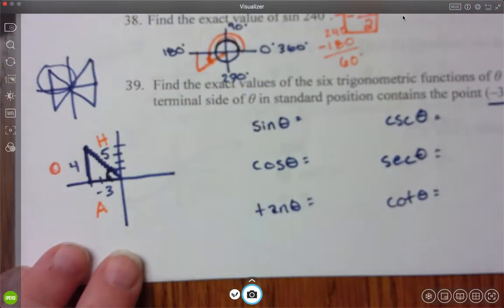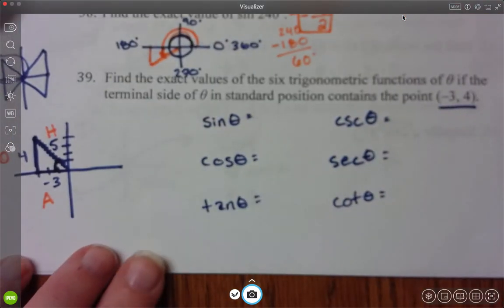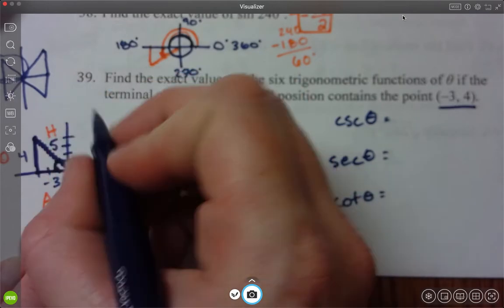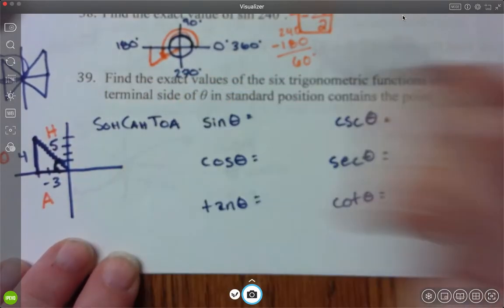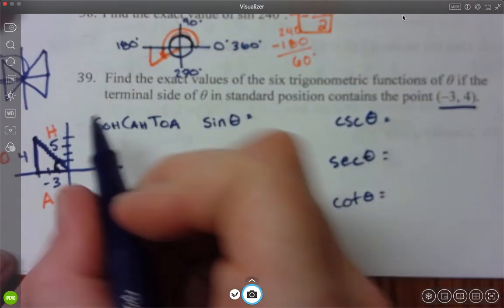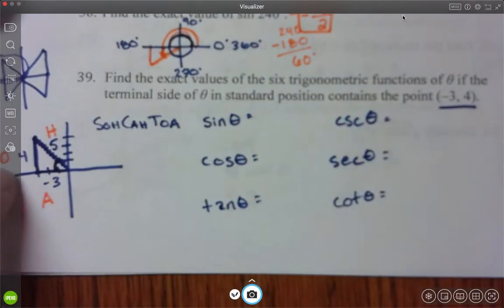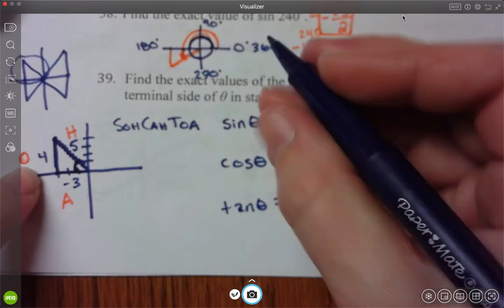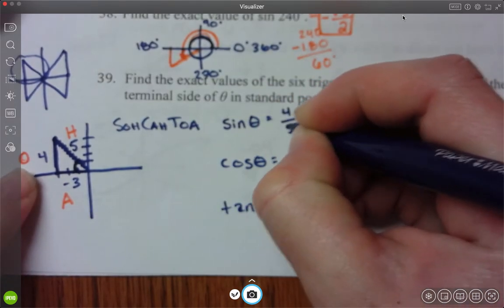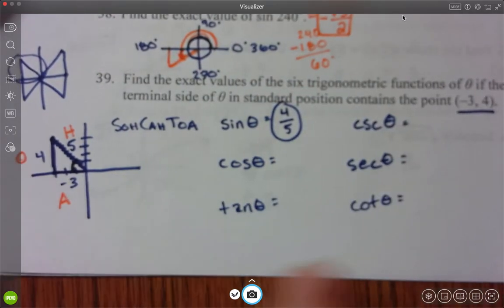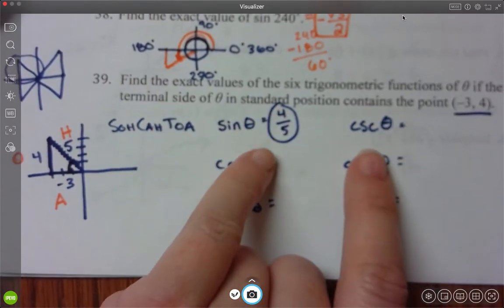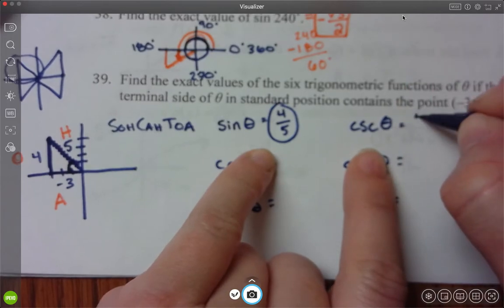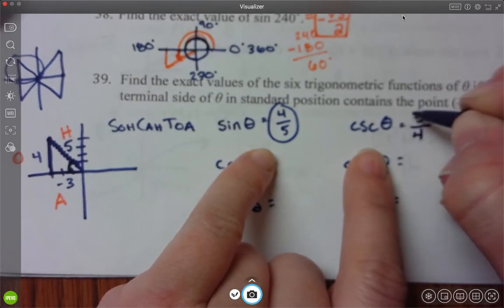So here when I go to do my SOHCAHTOA, SOHCAHTOA, I want sine. Sine is opposite over hypotenuse, so the opposite side is 4. The hypotenuse side is 5, so this will be 4 over 5. Now, I'm going to do cosecant at the same time. Cosecant and sine go together, but the only difference is it's just flipped. So if sine is 4/5, cosecant is 5 over 4.